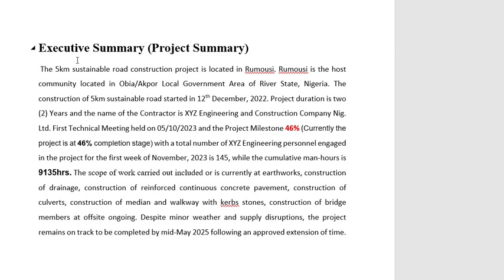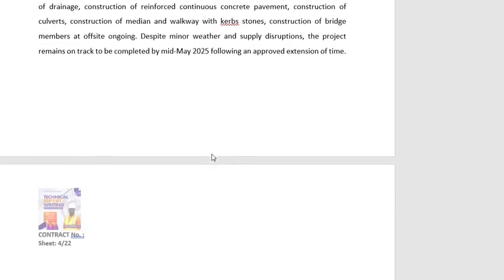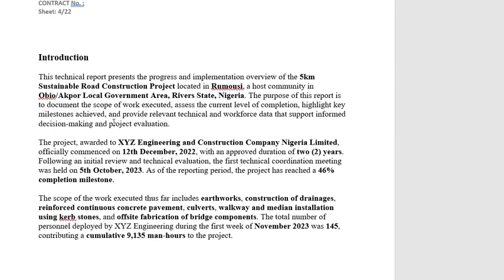So the executive summary carries the entire summary of the project, while the next is the introduction. The difference between the introduction and the executive summary is that the executive summary carries the entire summary of the project, while the introduction carries only the purpose of the project, the scope of the project, and the background of the project. So you can see the purpose and the background of the project being captured in the introduction.